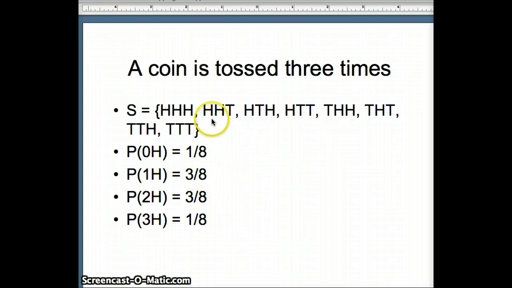Exactly 2 heads. Here's exactly 2 heads. Here's exactly 2 heads. Here's exactly 2 heads. Again, 3 winners out of 8. And exactly 3 heads. That's our first case, 1 out of 8. So you'll notice you have a 1-3-1 situation happening there.